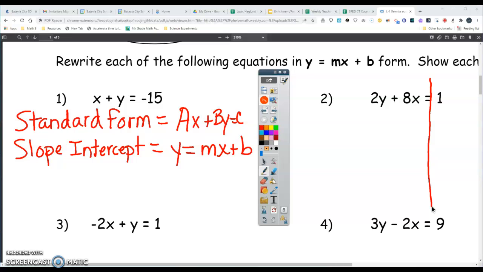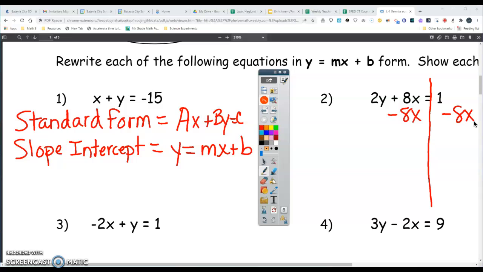In this situation, if we look over here in slope-intercept form, we have the y alone. So in this equation, we've got to isolate the y. In order to isolate the y, we have to subtract 8x. So if I subtract 8x over here, I'm going to subtract 8x over here. Now I'm writing it a little offset. And you're like, whoa, Mr. Frechette, why are you doing that?